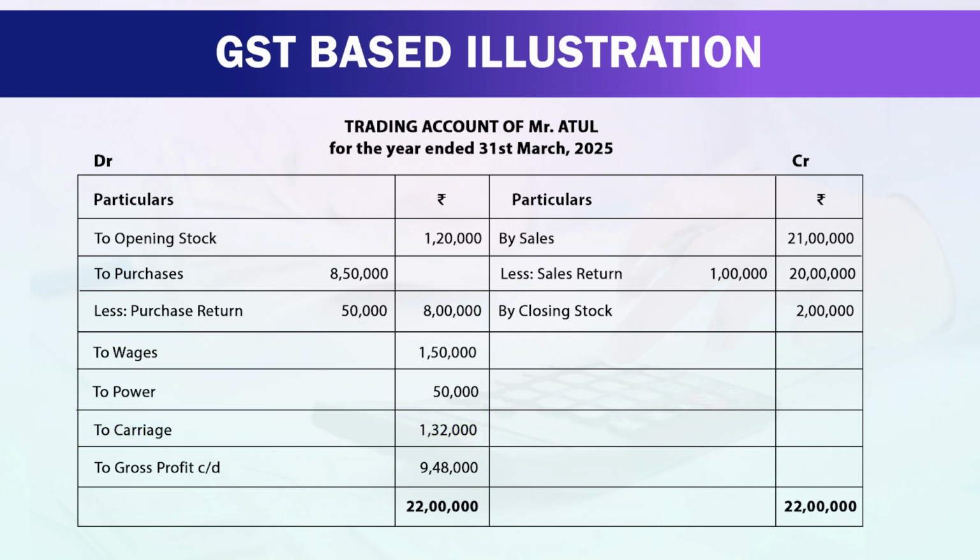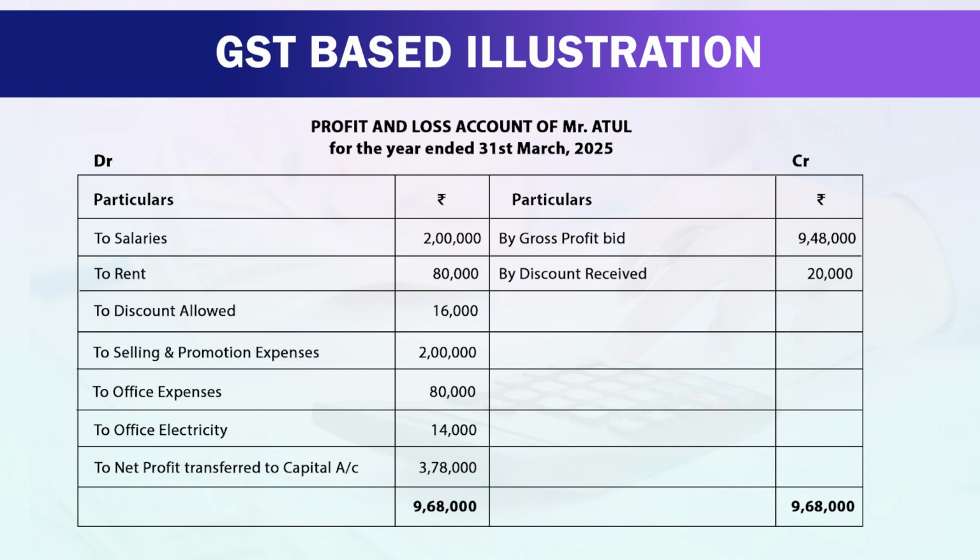We will have a look at the credit side. Sales we are given 21 lakh, sales return 1 lakh. So, net sales is of rupees 20 lakh. By closing stock we are having 2 lakh. The total of credit side is greater than debit side. So, difference is appeared at the debit side 9,48,000. So, this gross profit we will transfer to credit side of P&L account.